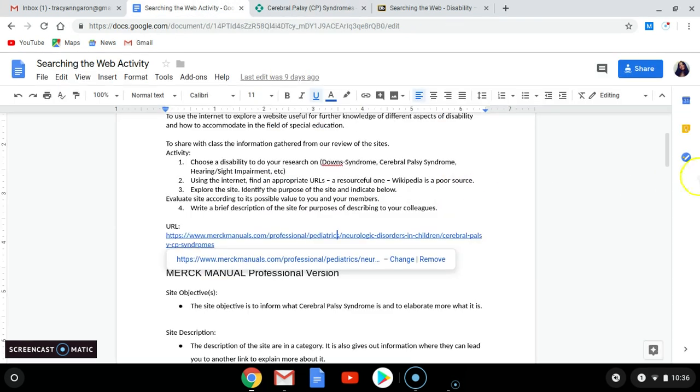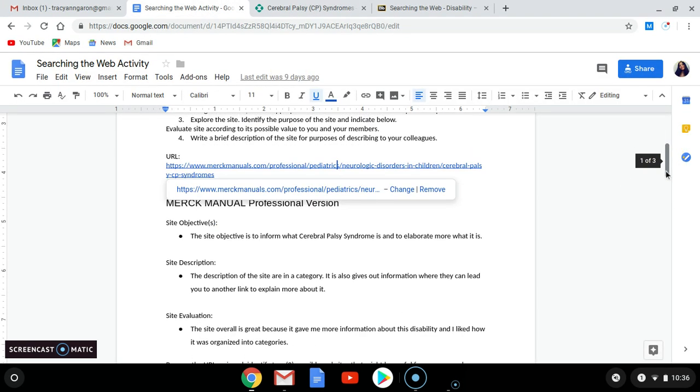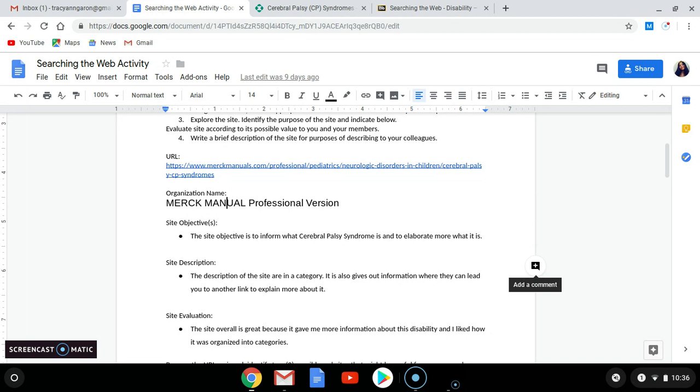Okay, so the organization name is Merck Manual Professional Version. The objective of the site is to inform what cerebral palsy syndrome is and to elaborate on it. The description of the site is in categories. It also gives information where they can lead you to another link to explain more about it.